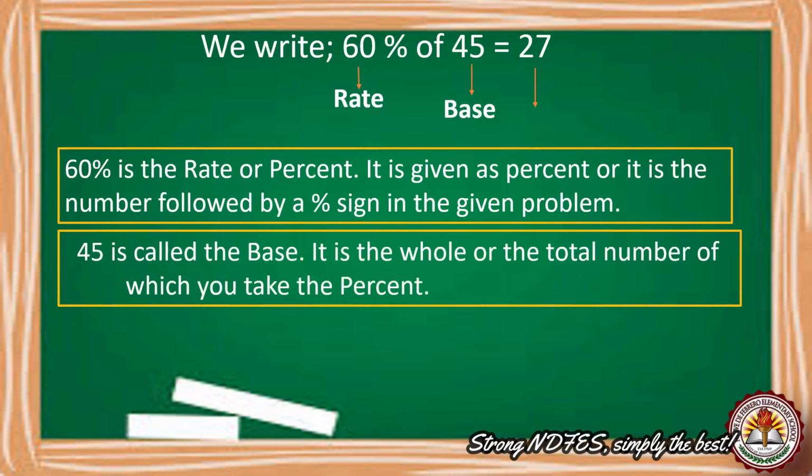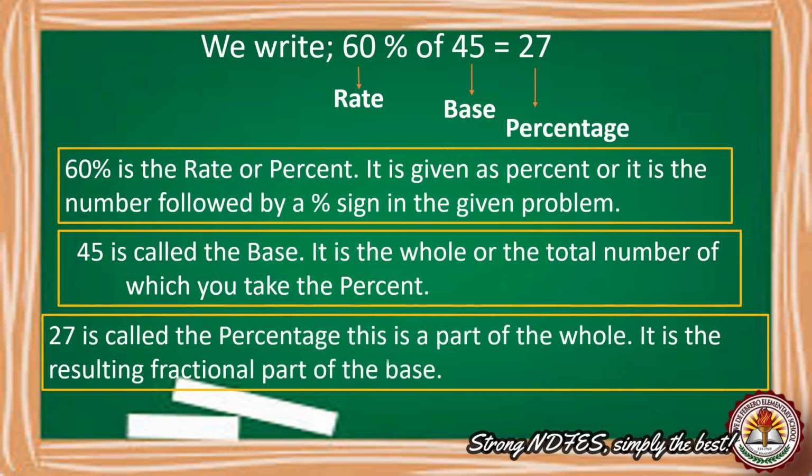45 is called the base. It is the whole or the total number of which you take the percent. 27 is called the percentage. This is a part of the whole. It is the resulting fractional part of the base.